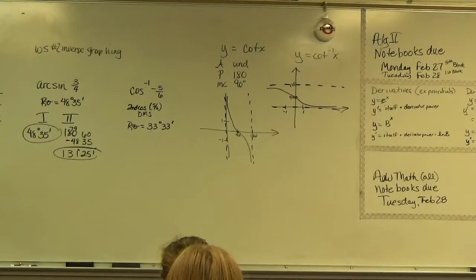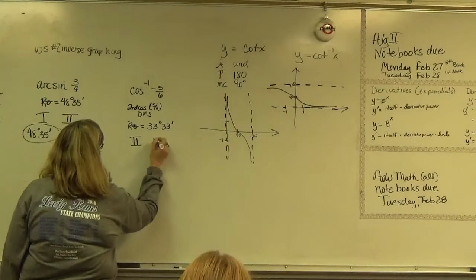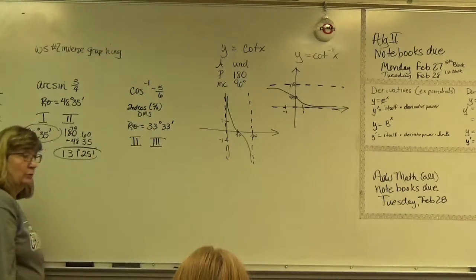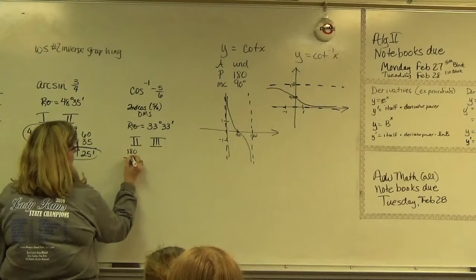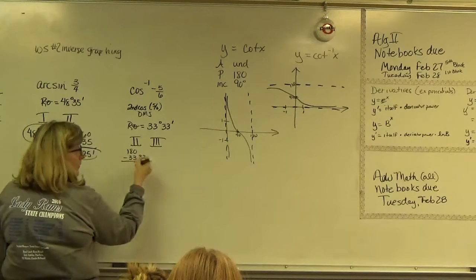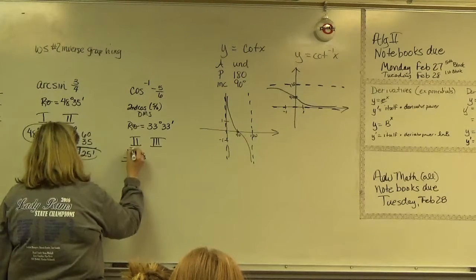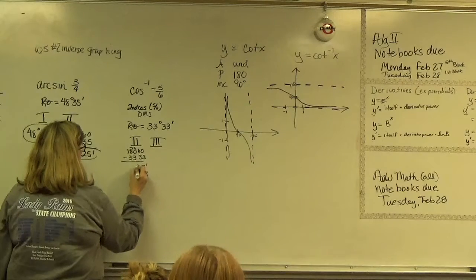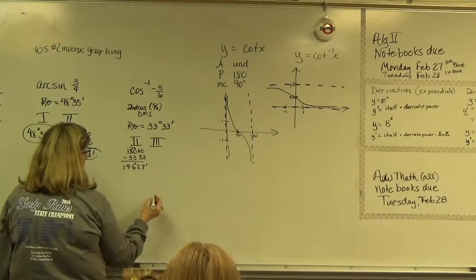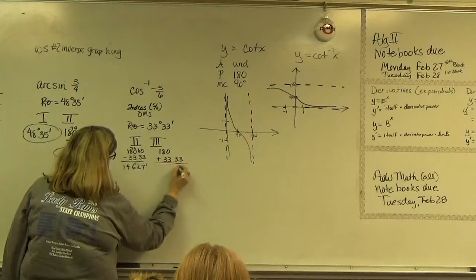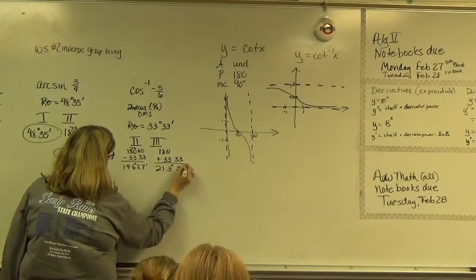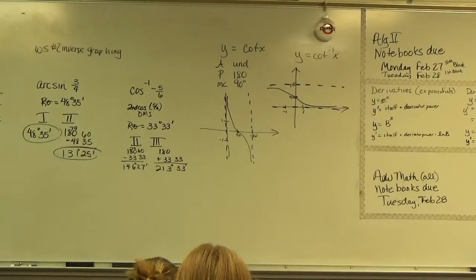Cosine is positive in the first and fourth, right? So it means it's negative in the second and the third. So to place it in the second, what do we gotta do? You're right first time, subtract from 180, right? If you place it in the third, you add it to 180. So we borrow a degree, I borrow 60. Get 146.27. Place it in the third, I add 33. And I've got my 2 answers.